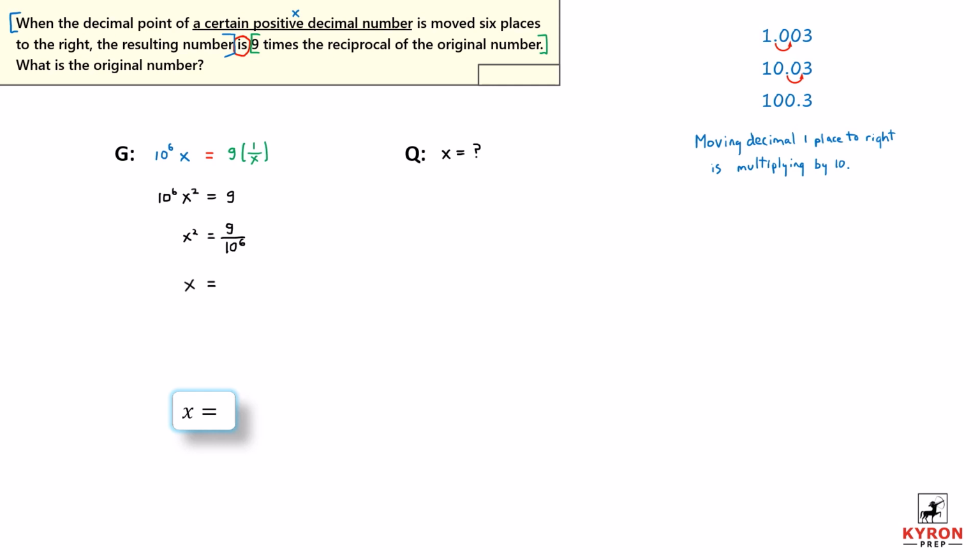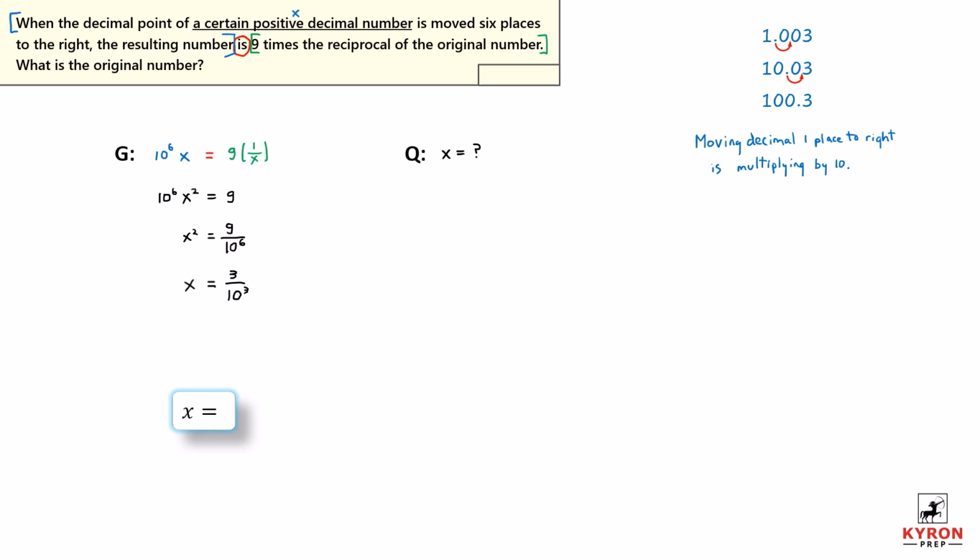To take the square root of a fraction, you can do the square root of the top over the square root of the bottom. So this top is 9, and its square root is 3. And for the square root of 10 to the 6th, all we have to do is cut the exponent in half to get 10 to the 3rd.